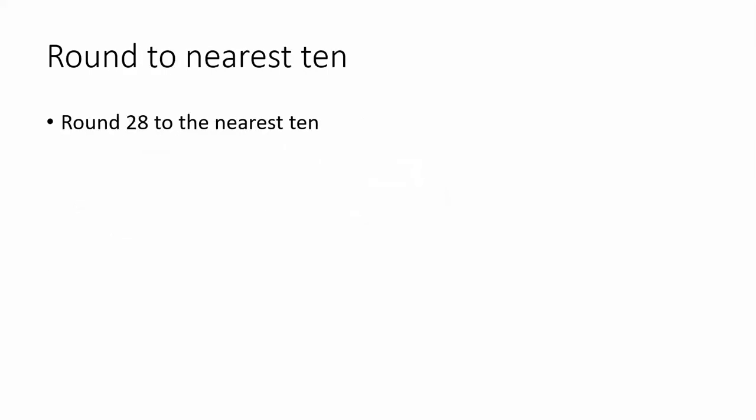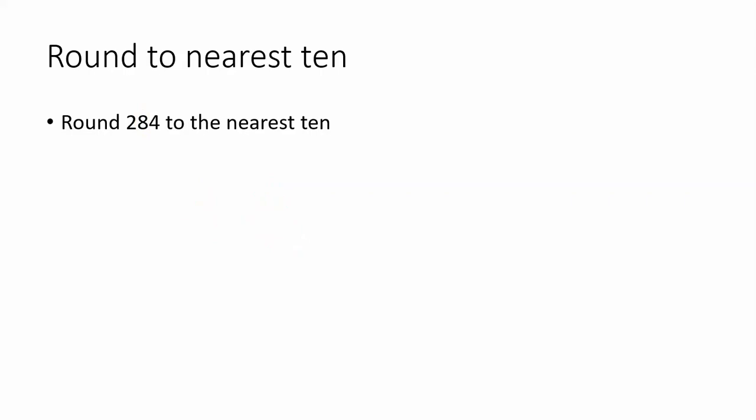So let's round 28 to the nearest 10. The 2 is in the tens place. The 8 is in the ones place. The 8 makes us slide into the bigger valley. 28 rounded to the nearest 10 is 30. This is because 28 is closer to 30 than it is to 20.